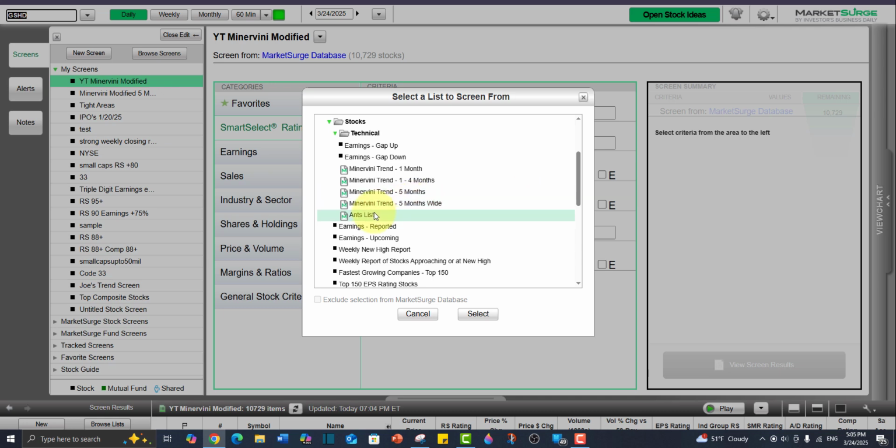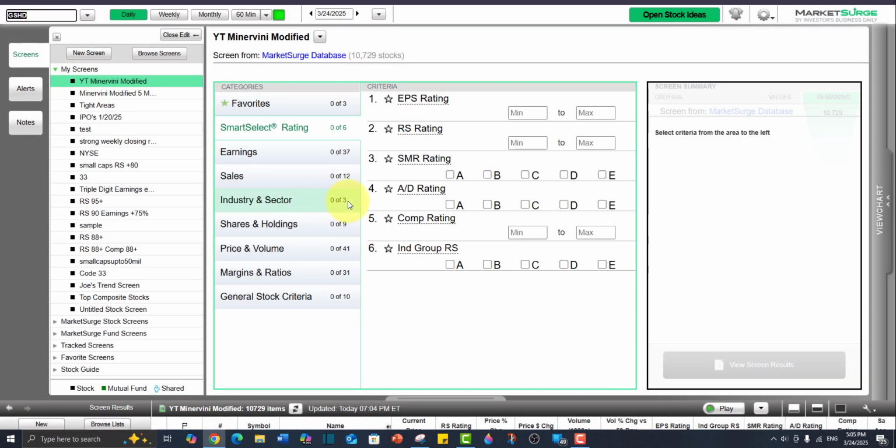There's David Ryan's ants list. I like that one too. Let's do... Wow, what is my favorite one? I suppose if I could only have one, it would probably be the 5-month trend. So I'm going to click on that, but I would really modify all 4 of these. And if you are a serious stock trader, you're going to want to run these at least once a week. Anyway, you click on that.